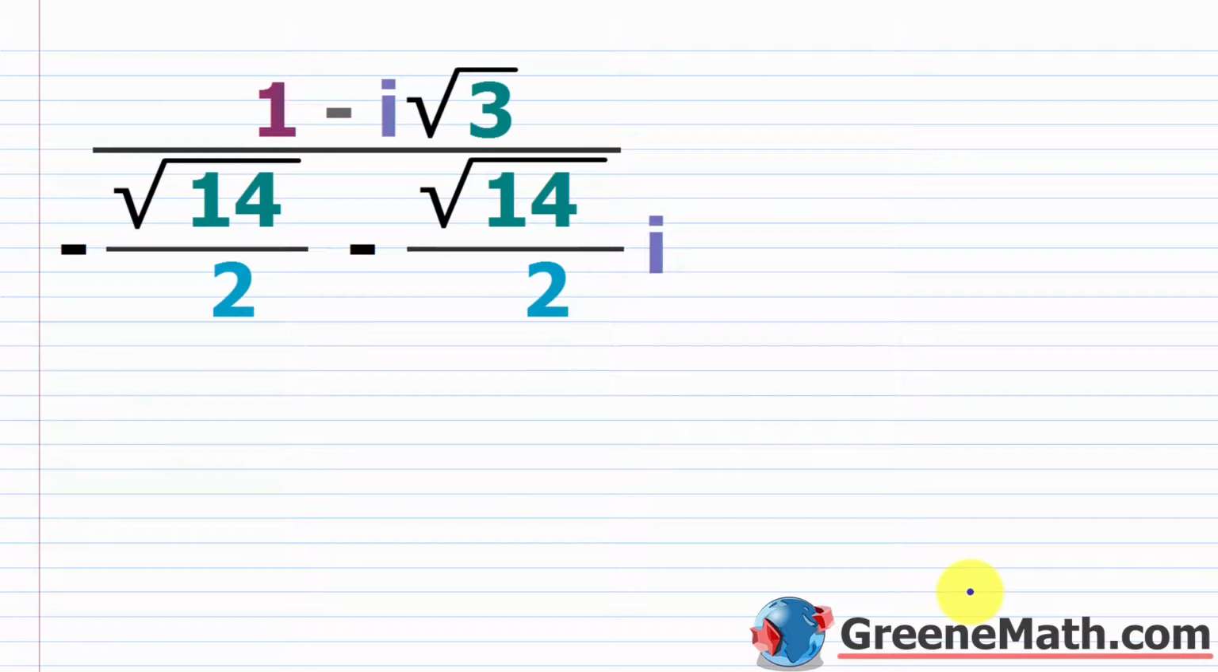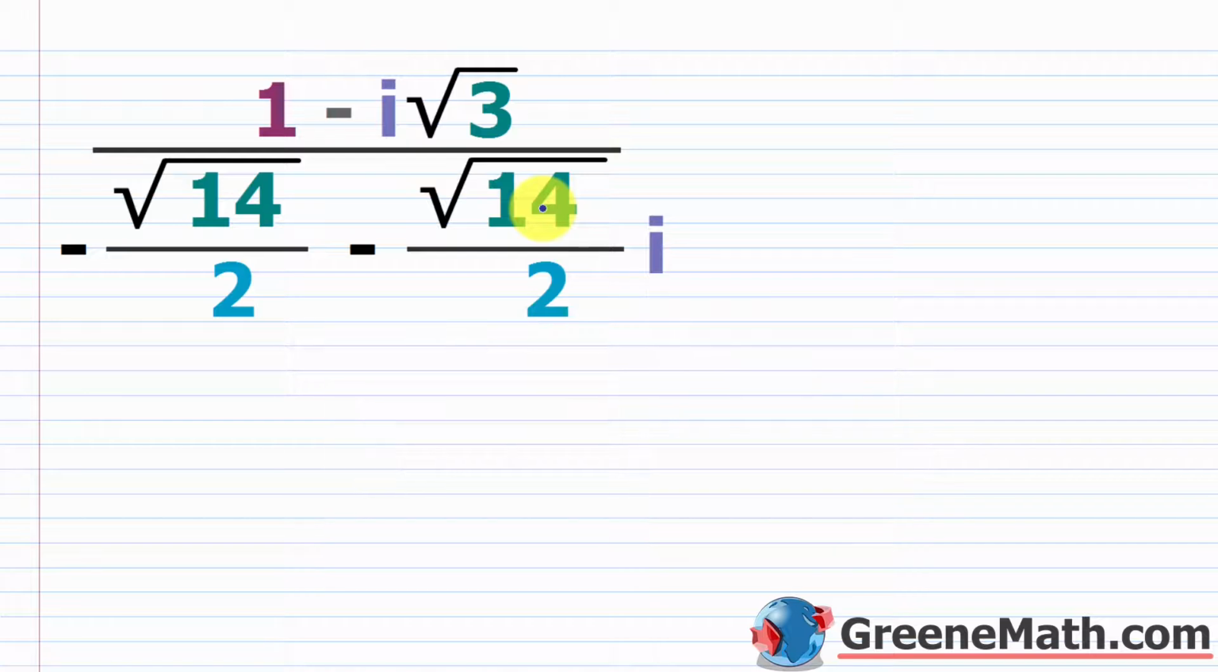All right, for the last problem, let's go ahead and take a look at one that's a little bit tedious. So we have this 1 minus I times square root of 3 over the negative of the square root of 14 over 2 minus the square root of 14 over 2 times I. So you'll notice that this division here involves these two complex numbers in rectangular form. So what we're going to do is put these into polar form. We're going to use our quotient theorem, and we'll just leave our answer in polar form, okay?